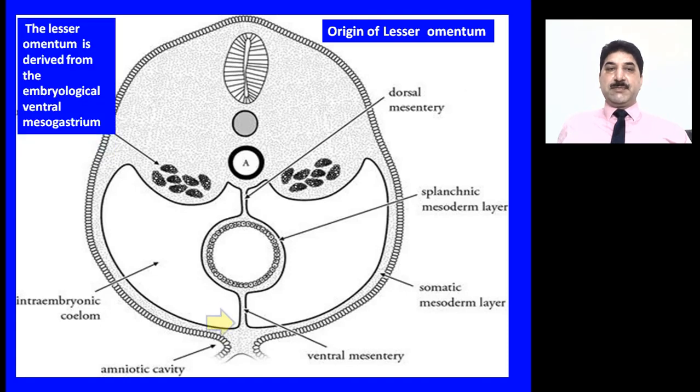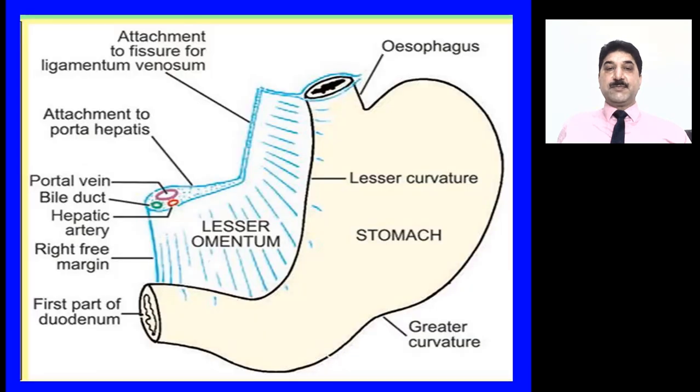Origin of the lesser omentum. As already said, the lesser omentum is derived from the embryological ventral mesogastrium. Mesentery connects the gut tube with the posterior and anterior abdominal wall. Dorsal mesentery remains throughout, whereas the ventral mesentery remains only in the region of the foregut. As a result of the development of the liver, the ventral mesentery is divided into the falciform ligament between the anterior abdominal wall and liver, and the lesser omentum stretching between the liver and the lesser curvature of the stomach and first 2 centimeters of the duodenum.